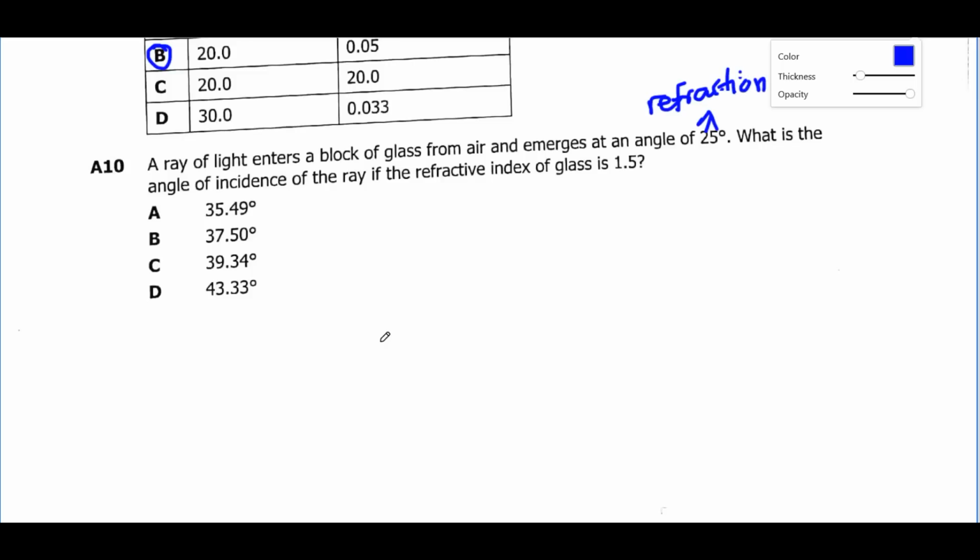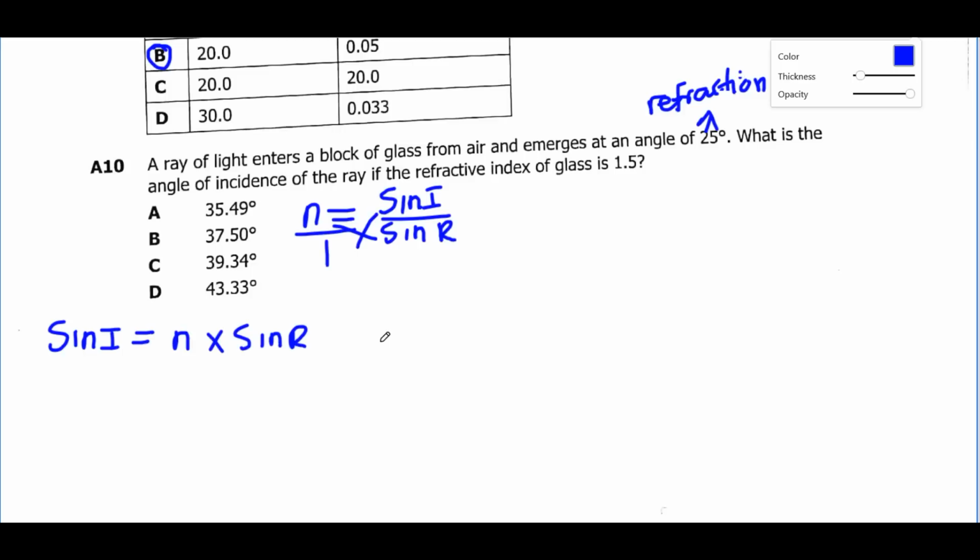So the refractive index, denoted by small letter n, is equal to sine I over sine R. To make sine I the subject of the formula, we can say n over 1 and cross multiply. So 1 times sine I gives us sine I is equal to n multiplied by sine R. Sine I is equal to, what is n? Refractive index 1.5 times sine R, which is sine of 25.